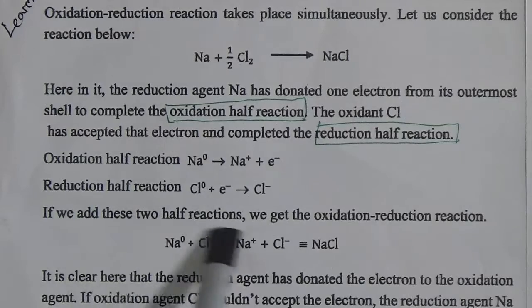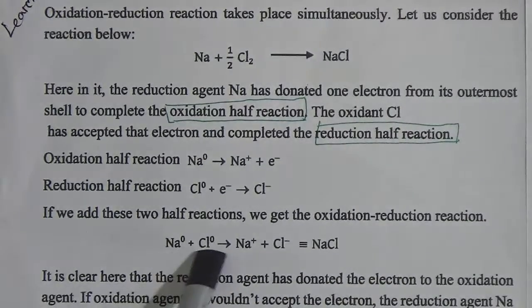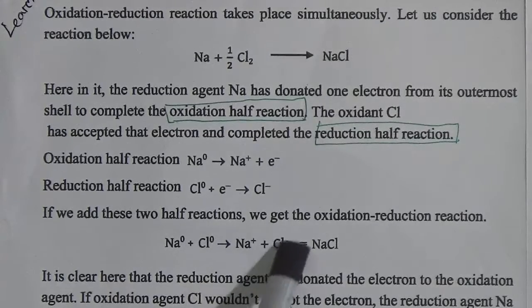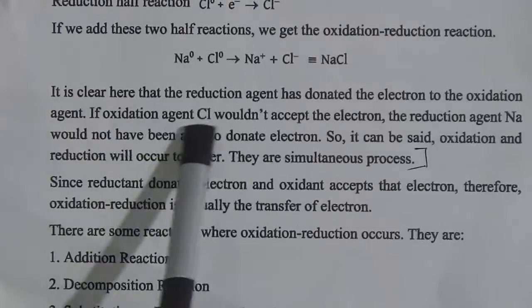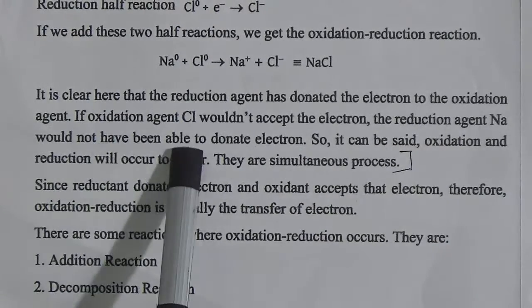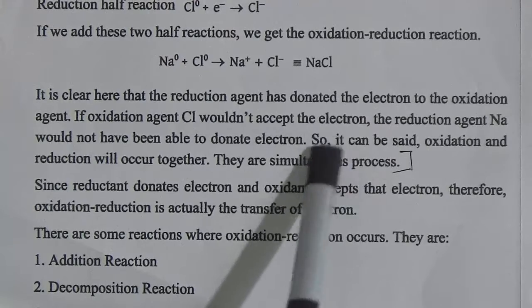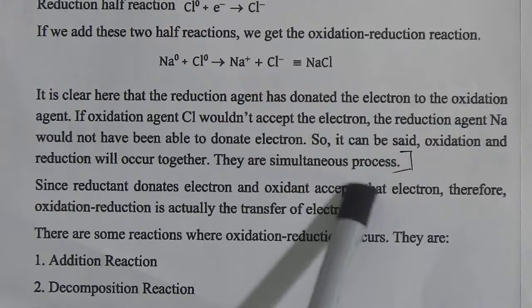If we add those two half reactions, we get the oxidation reduction reaction: sodium 0, chlorine 0 become sodium plus, chlorine minus, or sodium cation, chlorine anion, and become the sodium chloride compound. And it is clear that the reducing agent has donated the electron to the oxidizing agent. If the oxidizing agent chlorine would not accept the electron, the reducing agent sodium would not have been able to donate the electron, and so it can be said oxidation and reduction occur together, and they are a simultaneous process.